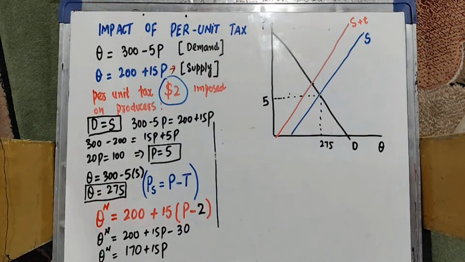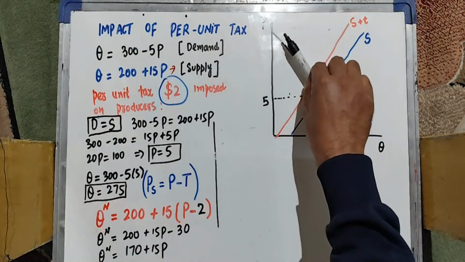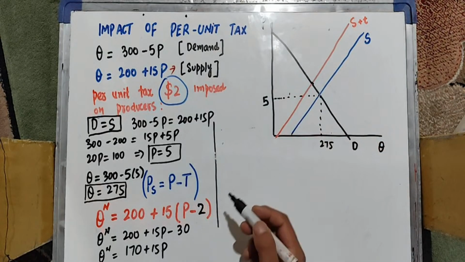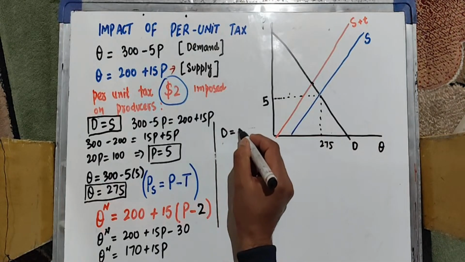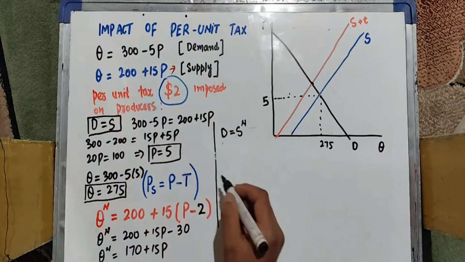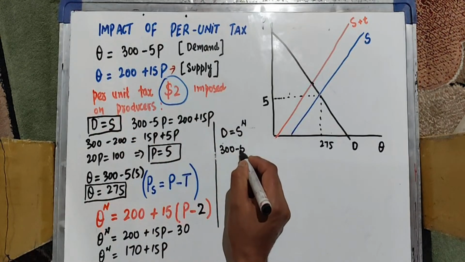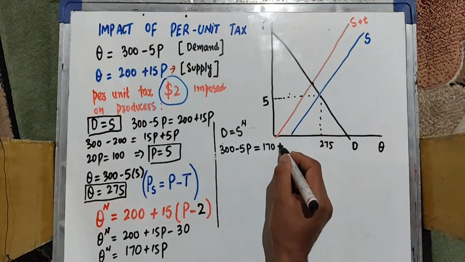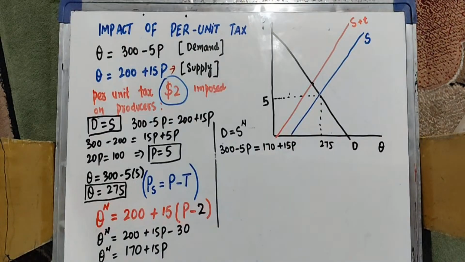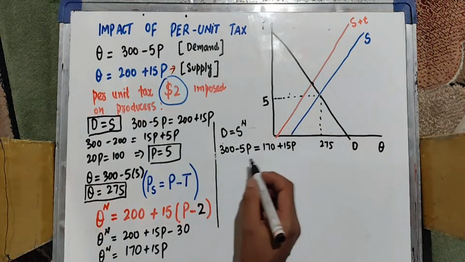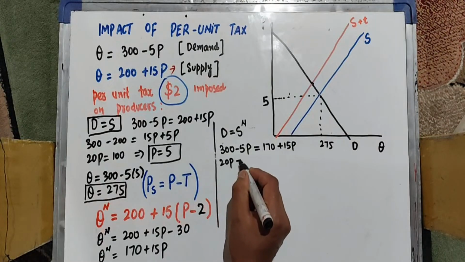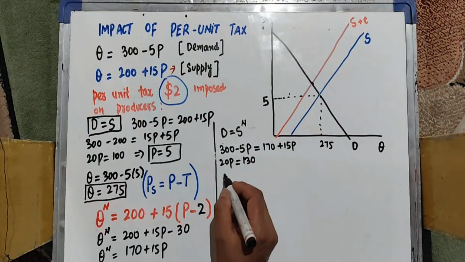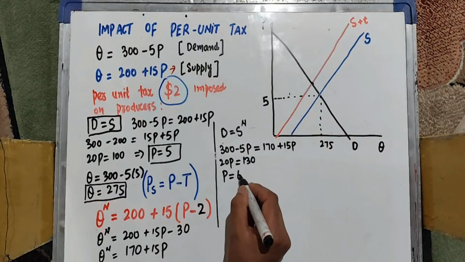Now what will we do? Since this is the new supply function, and this is the demand function, we evaluate them at the point where they intersect each other. So again, equating demand with the new supply function, we have the demand function of 300 minus 5p, and we equate it with the new supply function, which is 170 plus 15p. Solving for p again, we get 20p is equal to 130, or dividing both sides by 20, p will be equal to 6.5.